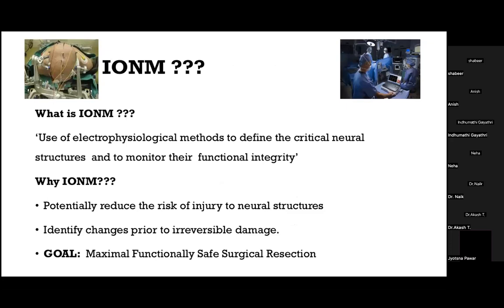As I told you, sometimes intraoperative neuromonitoring may be required and the anesthesia technique needs to be monitored. Now, what is intraoperative neuromonitoring? The use of electrophysiological methods to define the critical neural structures and to monitor their functional integrity. Why you need to use intraoperative neuromonitoring is potentially to reduce the risk of injury to neural structure and identify the changes prior to irreversible damage. And the goal is maximal functionally safe surgical resection.